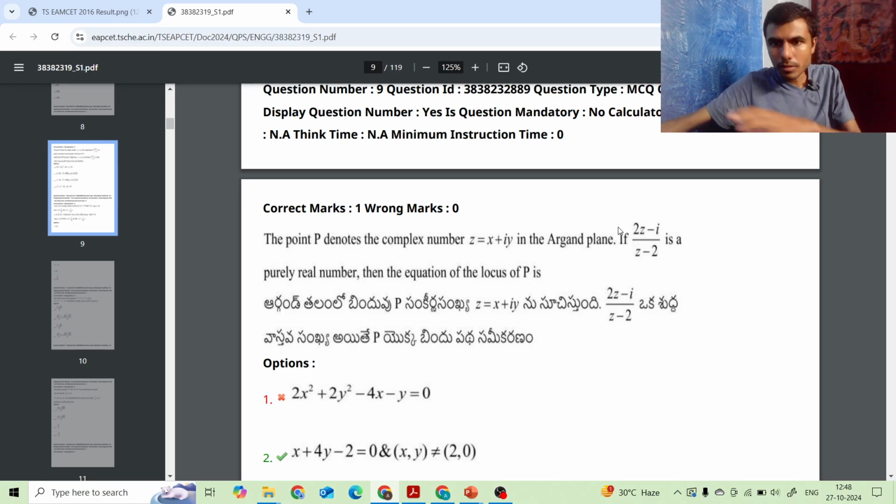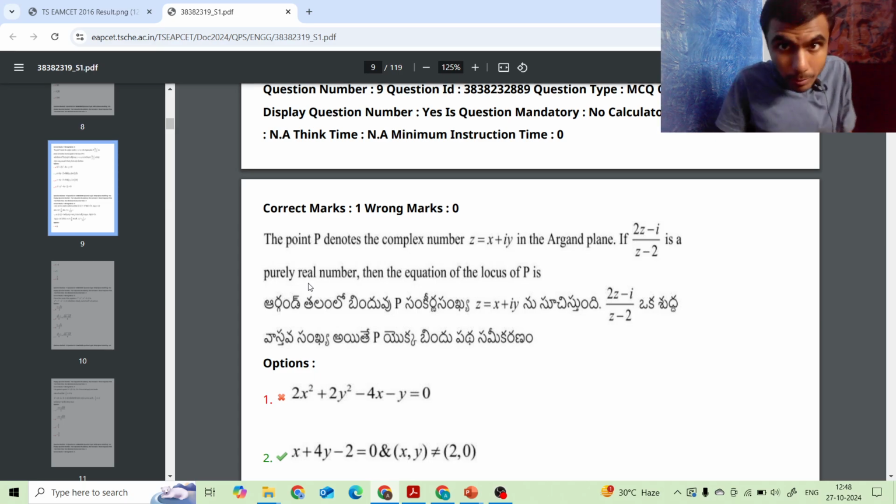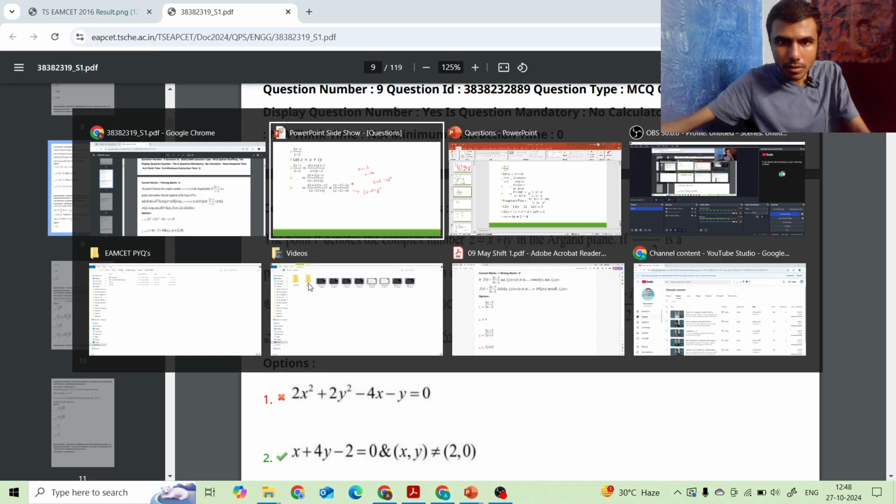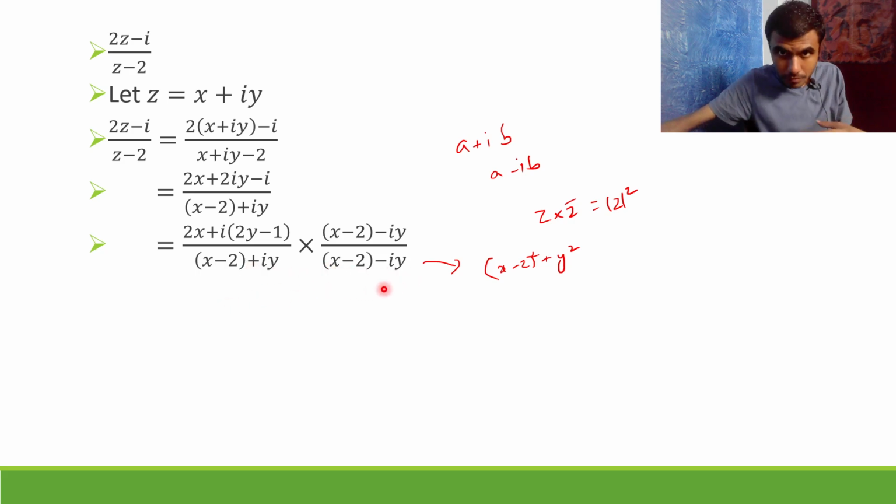They told that this is purely real. Purely real means what? The imaginary part is 0. That means in this question, I only have to find the imaginary part. I do not need the real part. I need to get the imaginary part and equate it to 0. How am I going to do it? See it. For the imaginary part, you have to see the term with i and the other should not have i.